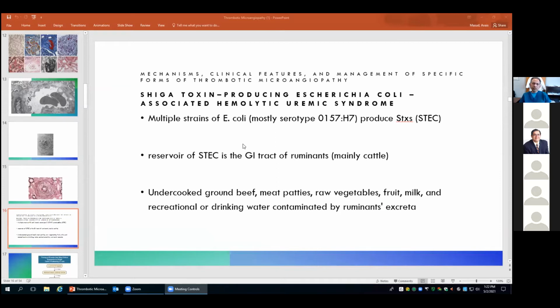So let's talk about the Shiga toxin again. It's produced by Shiga toxin-producing E. coli. There are multiple strains of E. coli that produce it, but the most common one is the O157 Shiga toxin producer.